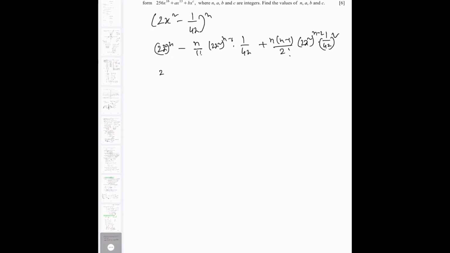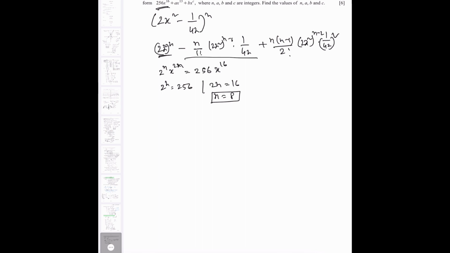Okay, so I wrote 2 to the power n, x to the power 2n. This is the first term, equals 256 x to the power 16. I can write 2 to the power n equals 256, though it is quite difficult. Otherwise, comparing the x power, 2n equals 16, so n equals 8. I think this is a very good answer for the n value. Now let me try the second term.